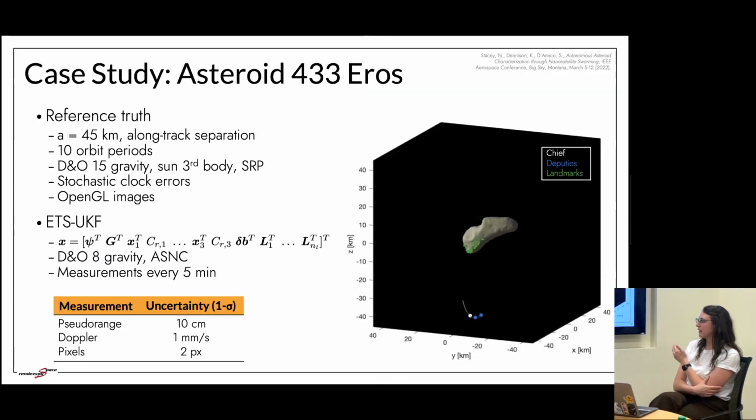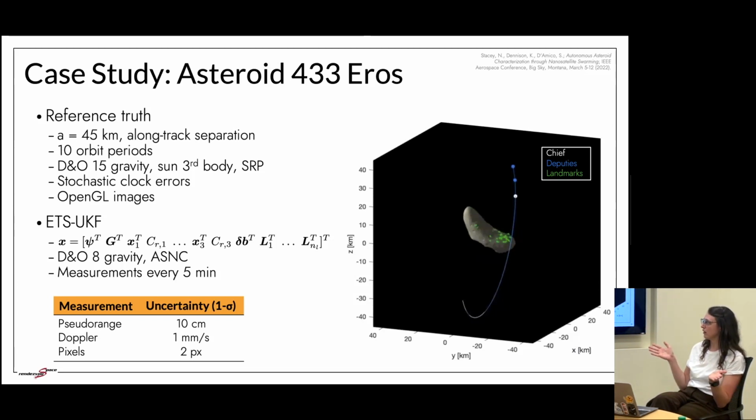Okay, so let's take a look at what this actually looks like in practice. With this, we have 3 spacecraft that are orbiting in a string of pearls formation, separated in the along-track direction. They're orbiting at 45 kilometers about asteroid Eros. Eros has an 8-kilometer average radius, for your reference.